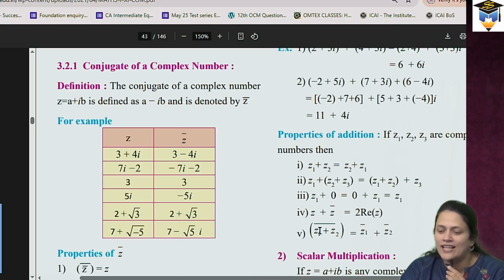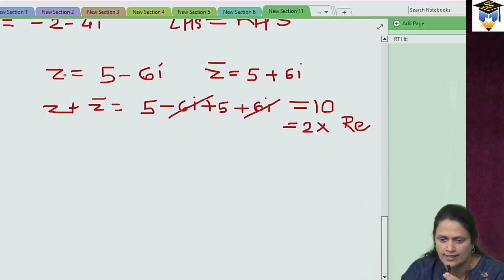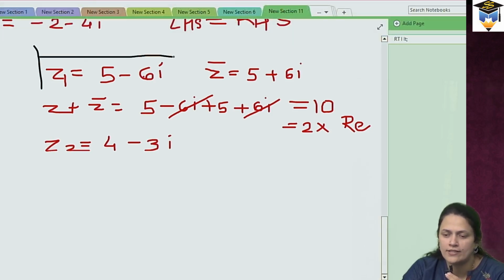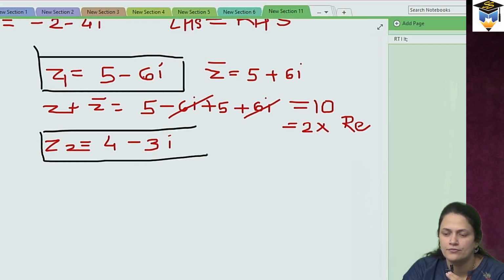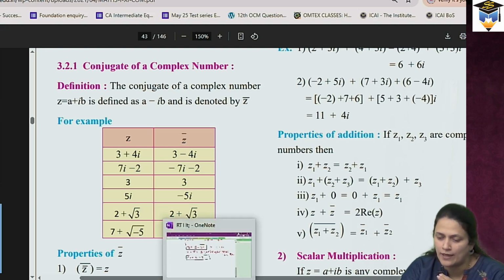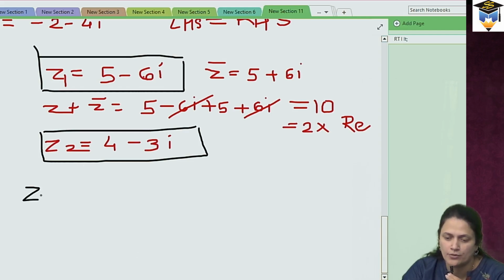Okay. And the last is z1 plus z2 bar is equal to z1 bar plus z2 bar. So z1 is already taken. Let's say this is our z1. So I'm going to give you one z2 also, which is 4 minus 3i. Okay. So now we have two parts. This is our z1, this is our z2. In order to prove the last property, which is nothing but z1 plus z2 bar. Okay. First let us find out what is z1 plus z2. Write along with me.